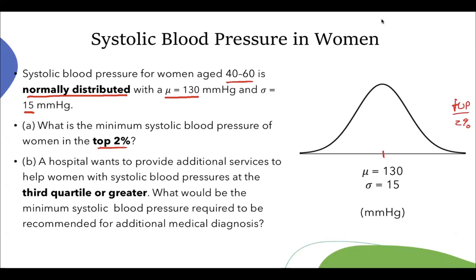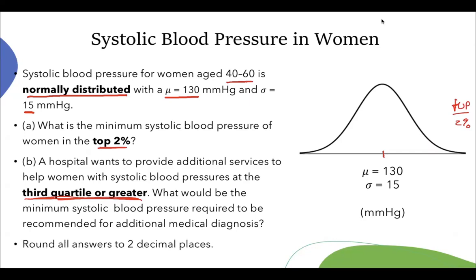And a hospital wants to provide additional services to help women with systolic blood pressures at the third quartile or greater. What would be the minimum systolic blood pressure required to be recommended for additional medical diagnosis? So third quartile and greater, let's remember that third quartile or Q3 is the 75th percentile.